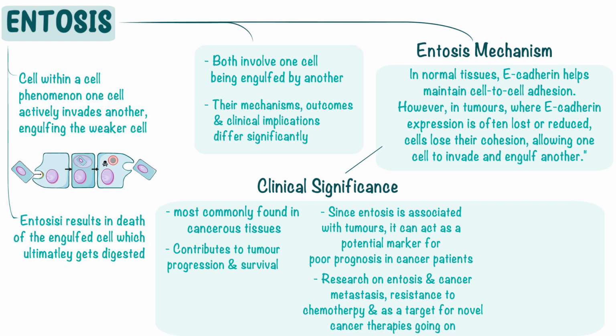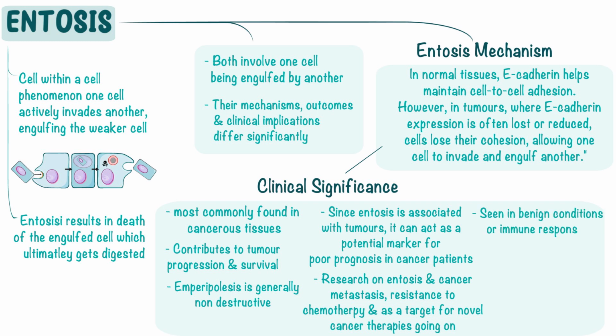Scientists are investigating its potential role in cancer metastasis, resistance to chemotherapy, and as a target for novel cancer therapies. While emperipolysis is generally non-destructive and seen in benign conditions or immune responses, entosis is destructive and is associated with malignancy. This stark difference highlights the diverse ways in which cells can interact with one another.